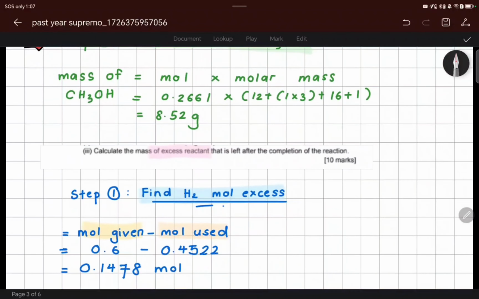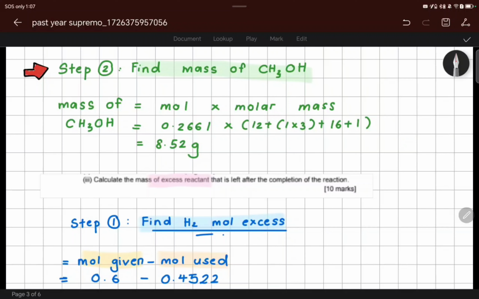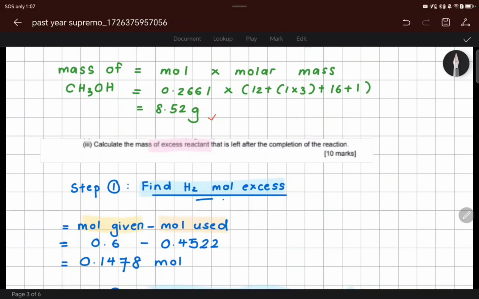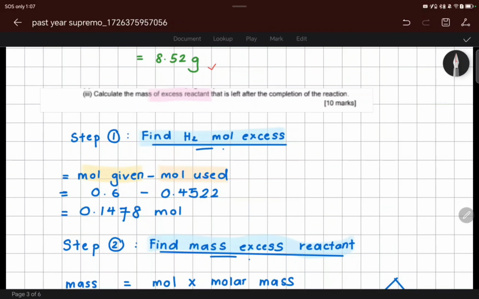And then the second step is to find the mass of CH3OH. So how to find it? The formula for finding mass is mass equals mole times molar mass. Molar mass we already know from the table given, and the mole we already calculated, and then the final answer would be 8.52 grams. Sorry.